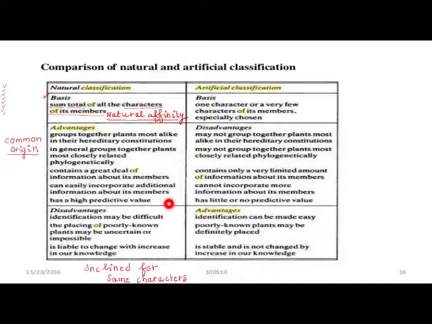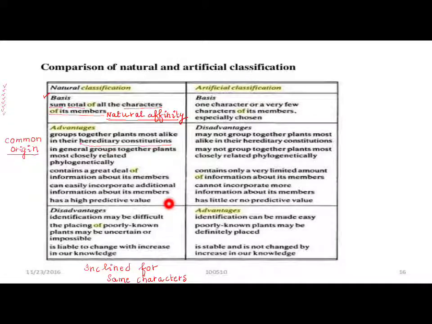This is from common origin and sharing natural affinities. So when we consider common origin, the descendants will have most of the characters in common. So if I create one taxon based on common origin, I can actually group many organisms with many similarities in that group. That is where the natural system of classification takes the upper hand over the artificial system. Then the advantages: hereditary constitutions. Hereditary constitutions means common origin.